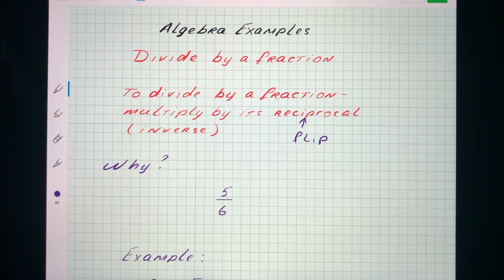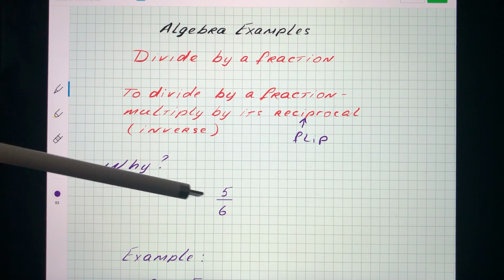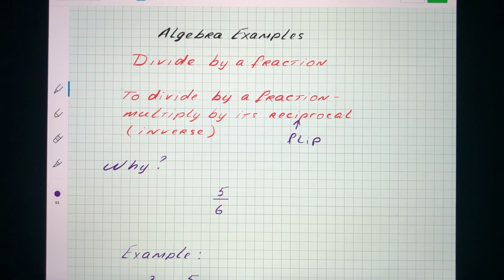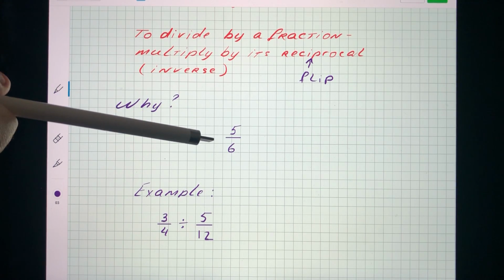Now, why is that the procedure? Why do we do this? All we're doing in reality is changing the notation. Here is an example. Here is 5 divided by 6. The horizontal line, of course, means the division.